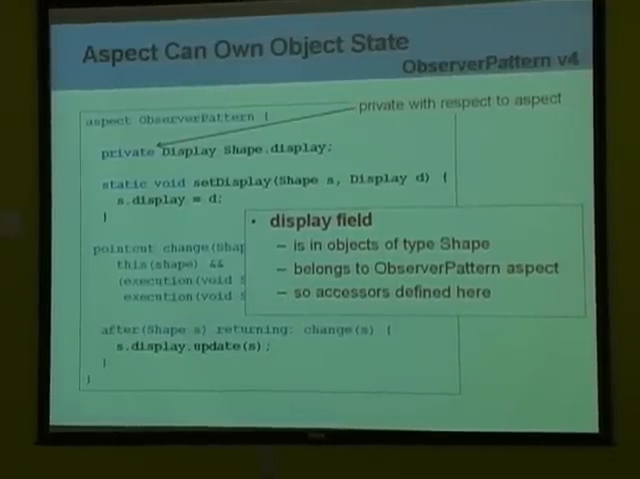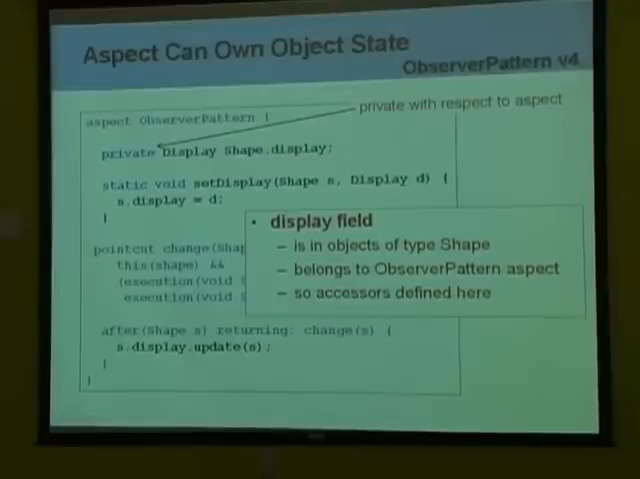Yeah? Does an aspect have its own namespace? The question is, do the aspects have their own namespace so that they can avoid name conflicts? The simple answer is yes. Because this field is private, another aspect could have a private field of the same name, and in fact, Shape could have a private field of the same name, and all three fields would be separate. If the aspect had defined a public field, and the class had a public field, then that would be a name conflict. Because in that case, really, the semantics of your program is in conflict.